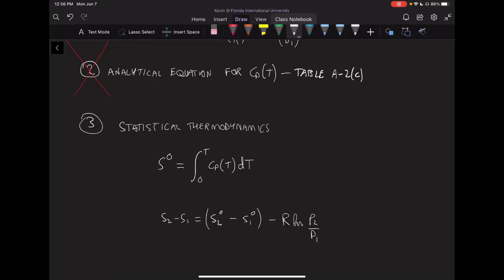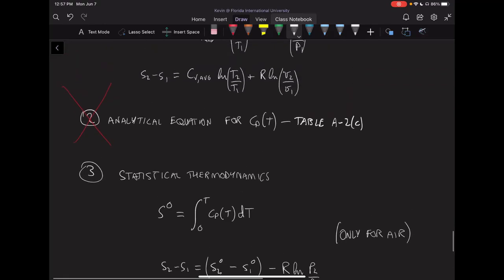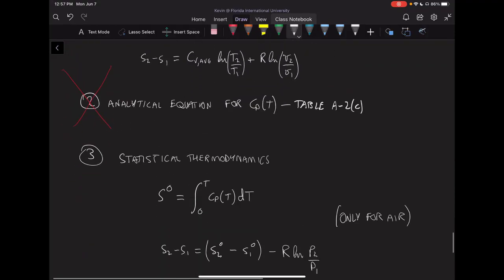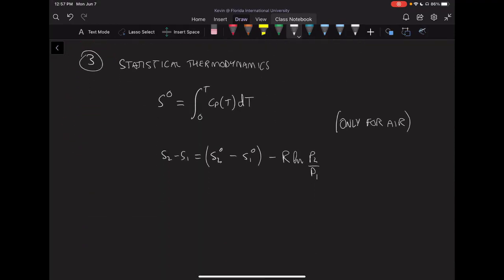And the other problem with this is that in our textbook, we only have values for S⁰ for air. So we can only use this for air. Okay, so if you have different substances, such as nitrogen or something else, you would have to use method 1. For air, you can use method 1, or you can use method 3 if you would prefer to.